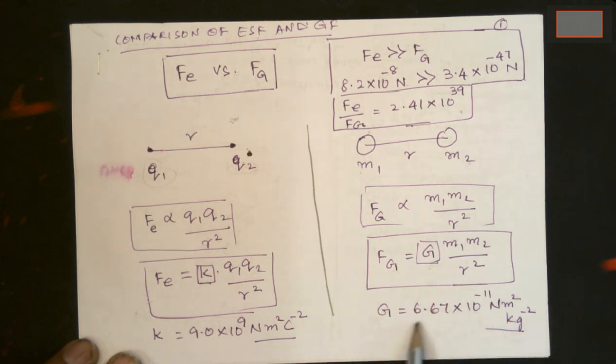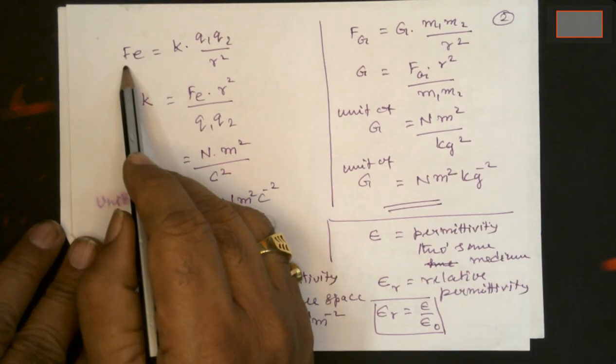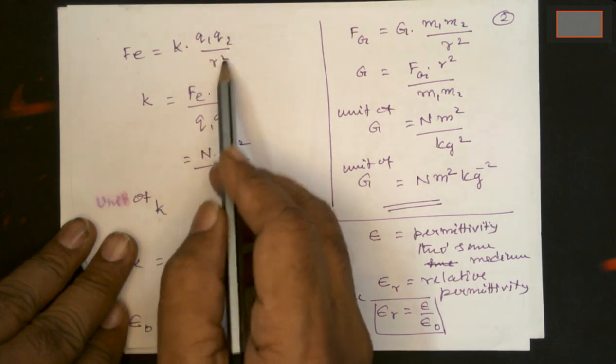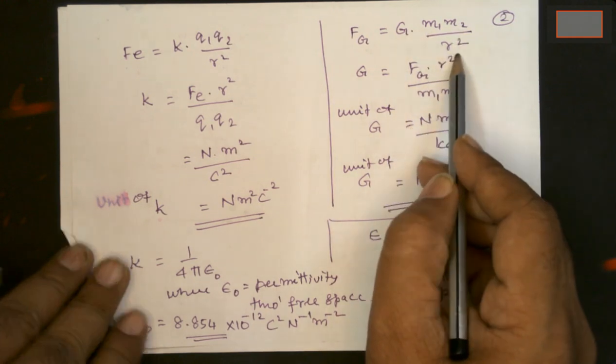The gravitational constant is given by 6.67 × 10^-11 Newton meter squared per kg squared. But in this case, K is equal to 9.0 × 10^9 Newton meter squared per coulomb squared. Right. Now we are going to compare. Here I have Fe is equal to K into Q1 Q2 divided by R squared, and Fg is G into M1 M2 divided by R squared.